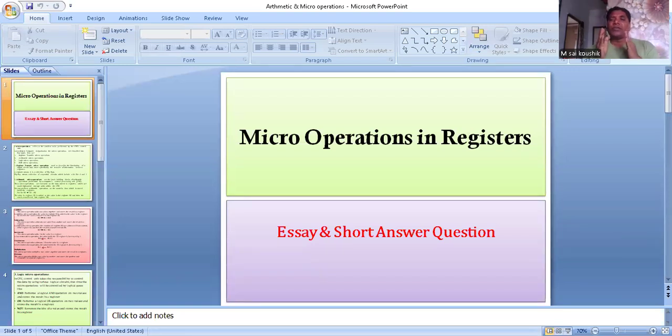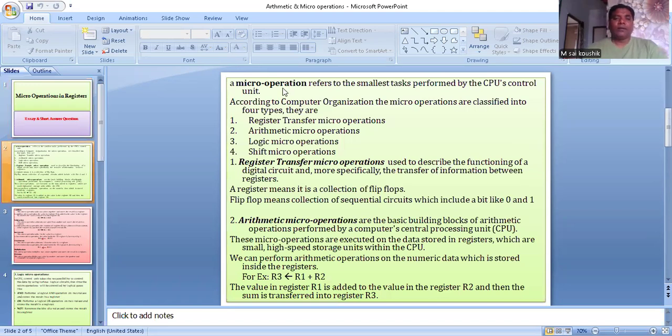With that imagination, we can discuss what a micro operation is, how many types there are, and what the different roles of the different kinds of micro operations in the registers are. Is it clear? Here is some small information. A micro operation refers to the smallest task performed by the CPU's control unit. As I just told, the control unit is the only performer of the activation methods for all the categories in the CPU. According to computer organization, micro operations are classified into mainly four types.